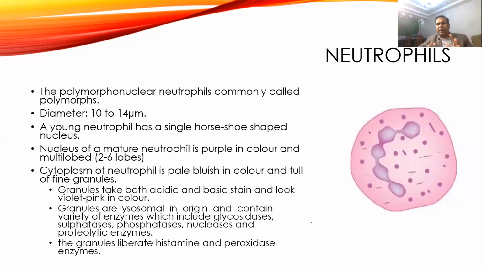And how can you identify this in a peripheral smear? Whenever you're going to identify the cells in a peripheral smear, the first criterion is size. So look for the size. 7 micron is the size of the RBC. Now see, are there cells bigger than that? If you see granulocytes, they are all in the same range, 10 to 14 micron.